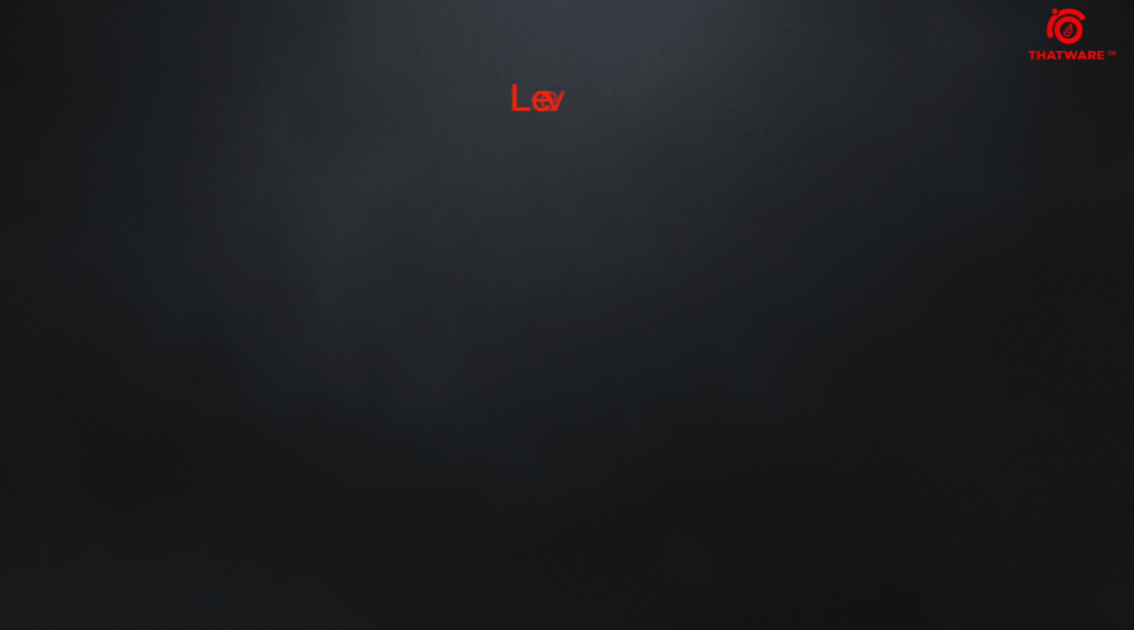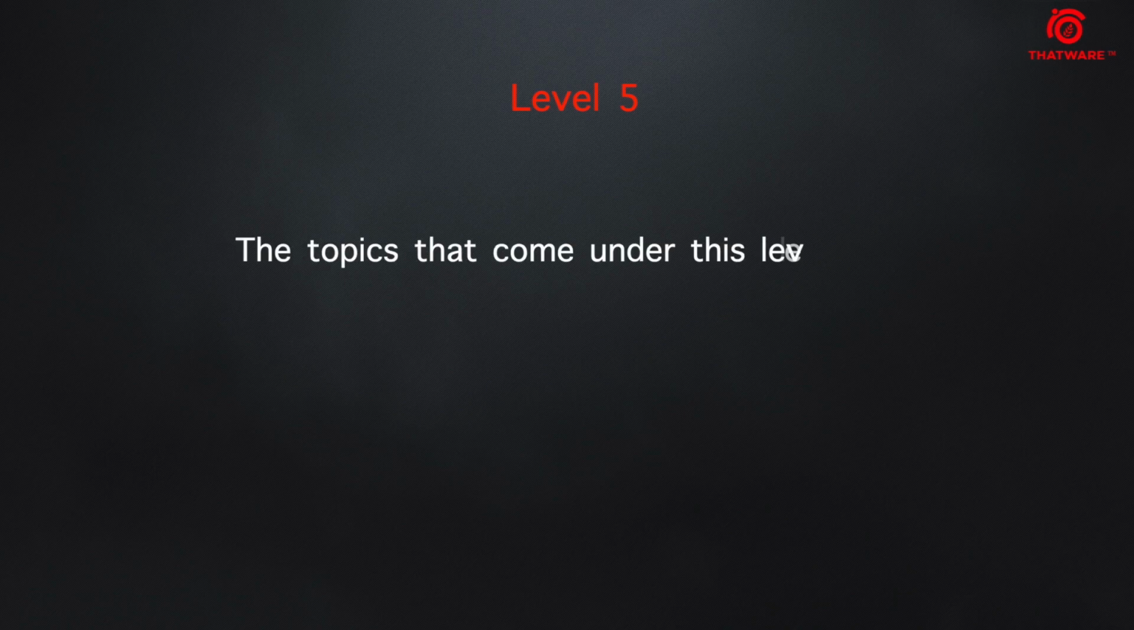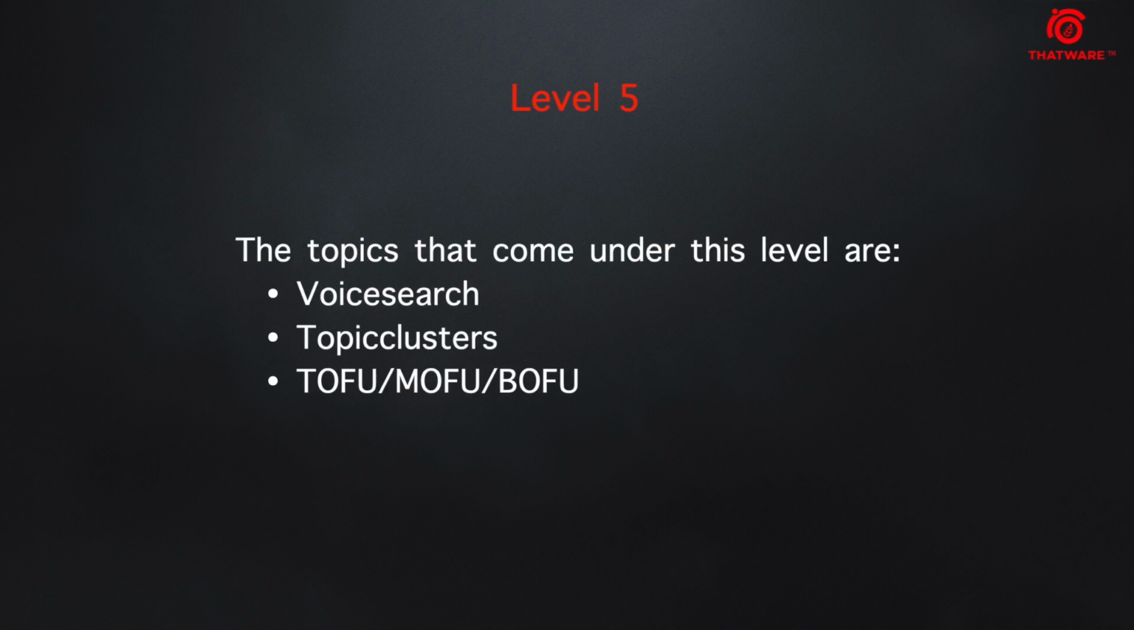Moving down to level 3 is the indexing strategy. But for this, first make sure that you are good with the basics. Make sure your sitemap is updated. Make sure your robots is properly updated. Make sure you are having the right internal linking architecture. Make sure you are using Google's API for bulk indexing. Make sure there are no canonicalization issues as well.